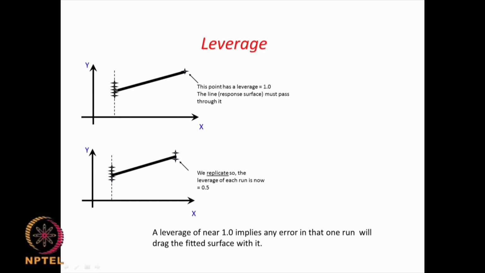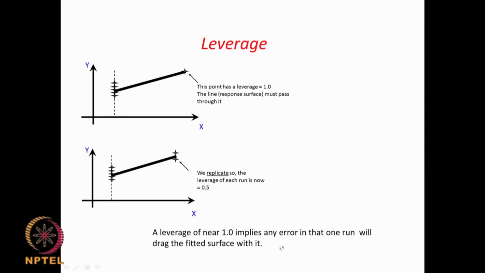Whereas even if you make some mistakes on these points, there will not be much change because you have many points, whereas here you have only one point. So, this point leverages the entire slope of this line. Such an experiment is extremely bad. You should have done at least 2 experiments. So, even if one of them is partially wrong, you are going to take a mean, and the slope will not change too much. So, the leverage here is only 0.5. You have 2 points, leverage is 0.5.